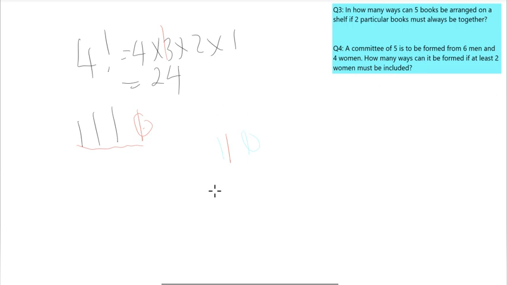So that 2 factorial is 2 times 1, and we're going to multiply it with this 24 to get how many ways we can arrange 5 books on a shelf where particular books must be together. So we're going to have 24 times 2, and this is going to be 48. So that means we can arrange those 5 books, if 2 particular books must be together, in 48 ways.